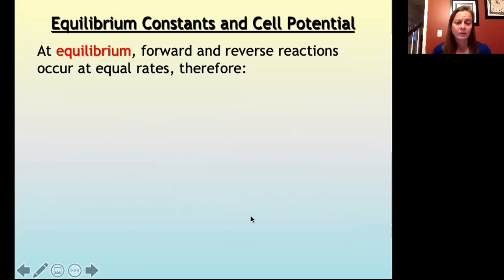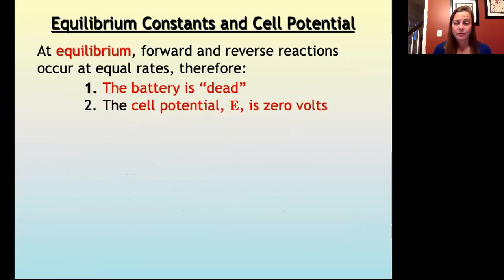When we're at equilibrium, our forward and reverse reactions occur at equal rates. So our battery is going to be dead. If the forward and reverse reactions are occurring at equal rates, then there's no overall electron transfer. We have a dead battery, and our cell potential is going to be 0. So that's one case where our cell is non-standard: when we're at equilibrium.